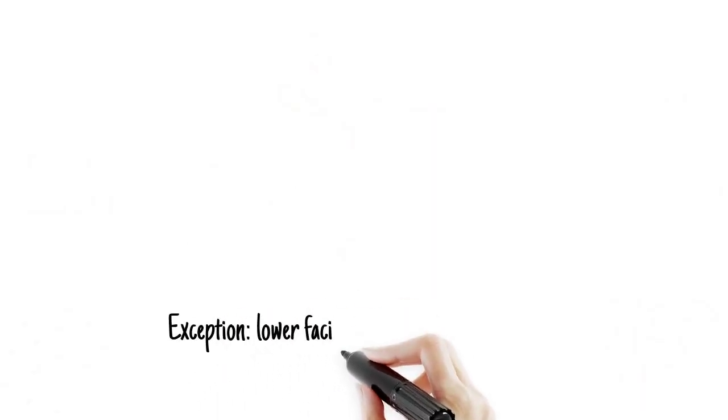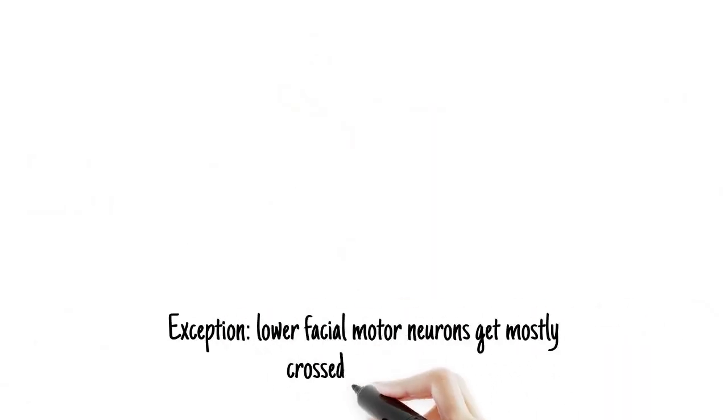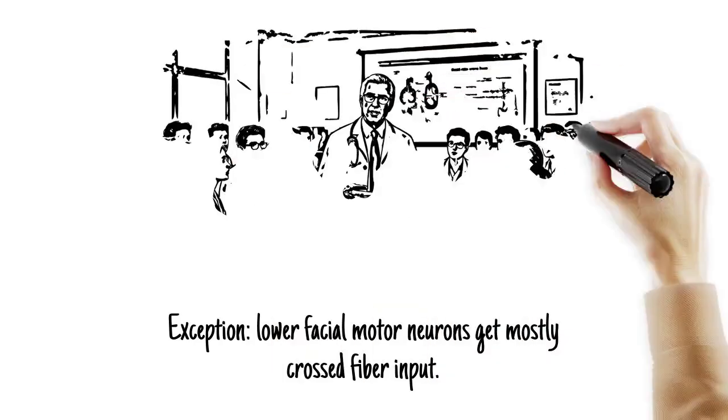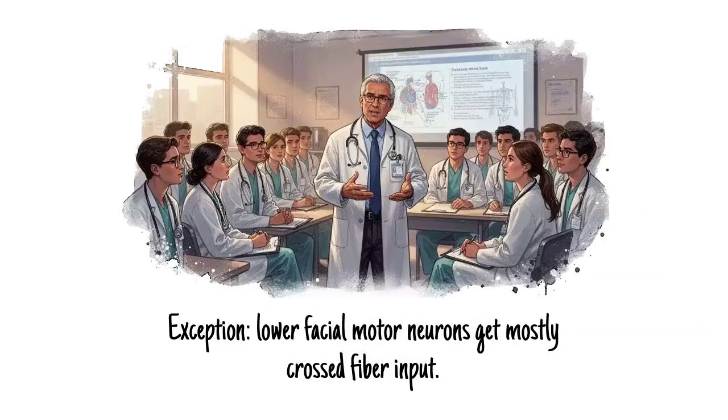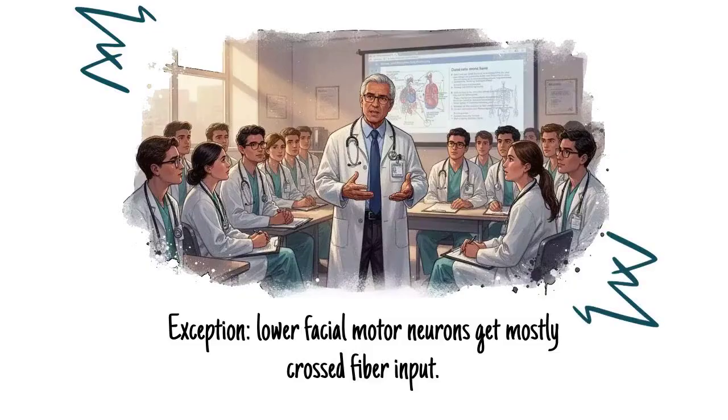However, there is one critical exception to this rule. Neurons that control the lower facial muscles receive input predominantly from crossed fibers only, meaning primarily from the opposite hemisphere. This anatomical detail becomes one of the most clinically useful localizing signs in all of neurology.